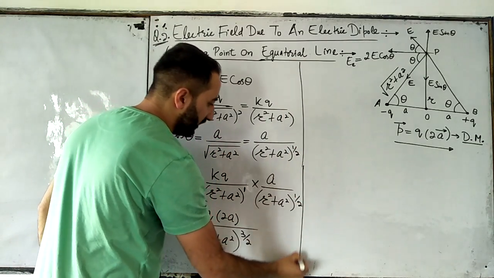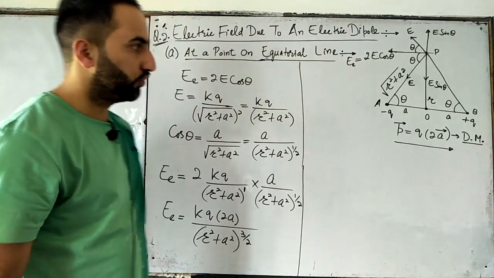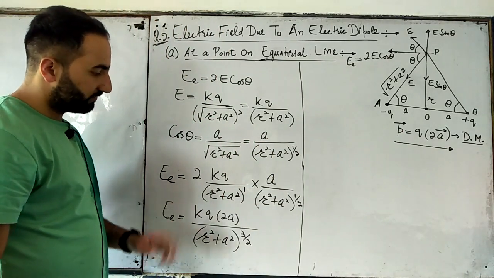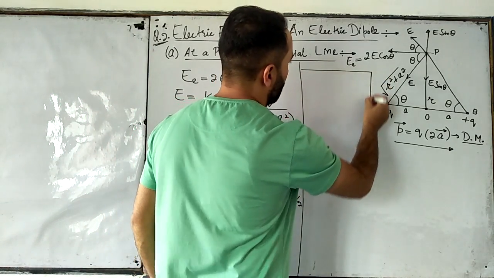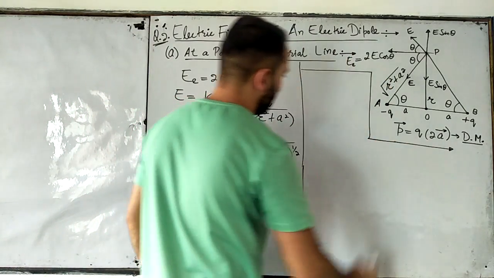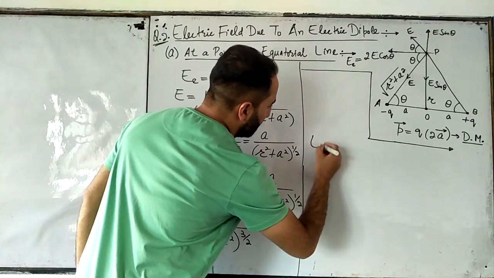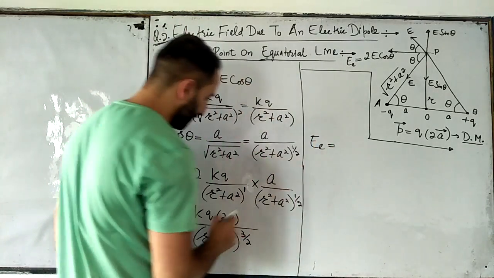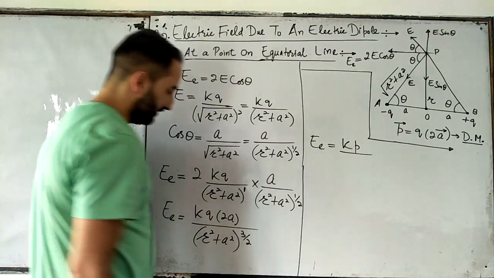Pay attention here. What I will do next is this. You know that the dipole moment is this: q multiplied by twice a. I substitute the value of this dipole moment here. So what will this electrostatic field become? Let me write it here. Electrostatic field on the equatorial line will be equal to K multiplied by P. Isn't it?